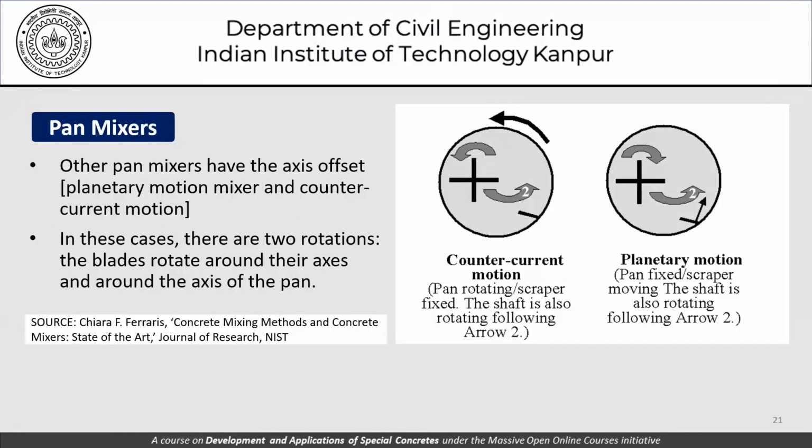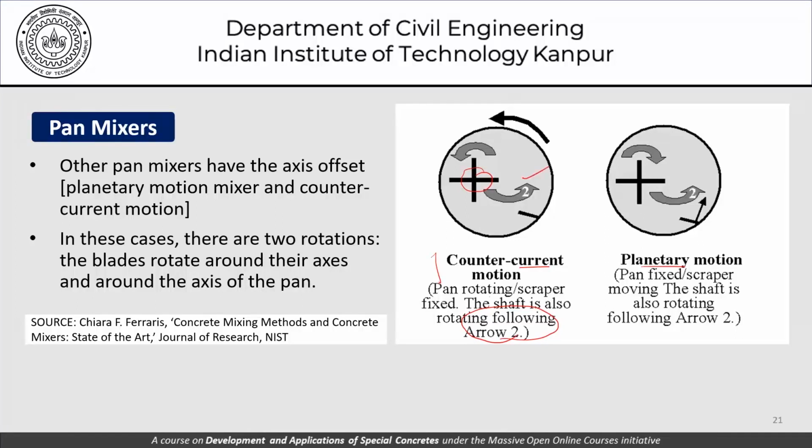Continuing our discussion with pan mixers, another type of pan mixer is one where the axis is offset, that is the planetary motion mixer and the counter current motion mixer as is shown here. In the counter current motion, the pan is rotating, the scraper is fixed and the shaft is also rotating following this arrow 2. So this shaft rotates following this arrow here.